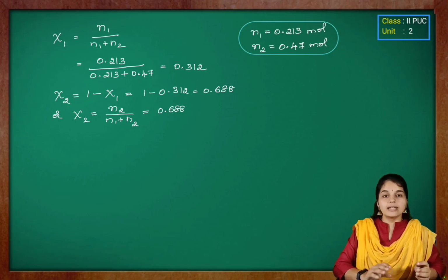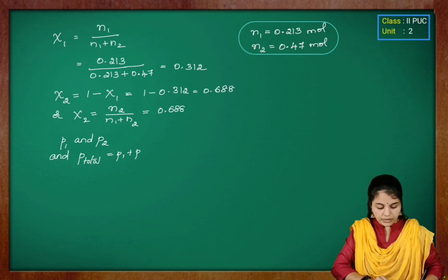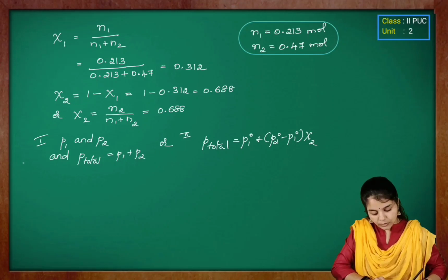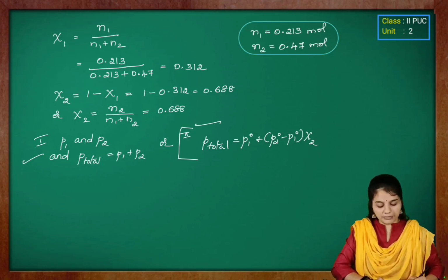After this step, you can solve the question by two ways. Either, as I mentioned in the beginning, that is to find P1 and P2, and then to find P total, you have to add P1 and P2. Or the other method is to use the formula P total is equal to P1 naught plus P2 naught minus P1 naught into chi2. Either of the ways you can solve it. So first I will solve by this particular method, and later on I will use the second method and solve the question. So now using the first method, we need to find P1 and P2.